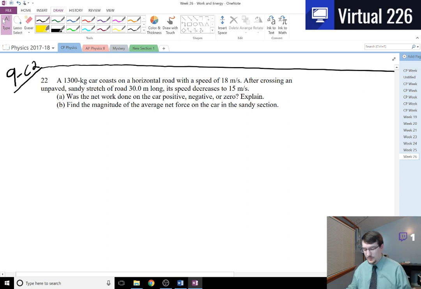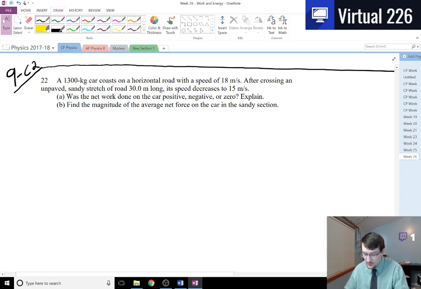9-C2, problem number 22. What we have here for work energy is a 1,300 kilogram car coasting along a horizontal road, nice and flat, with a speed of 18 meters per second. After it crosses an unpaved, sandy stretch of road 30 meters long, its speed decreases to 15 meters per second.